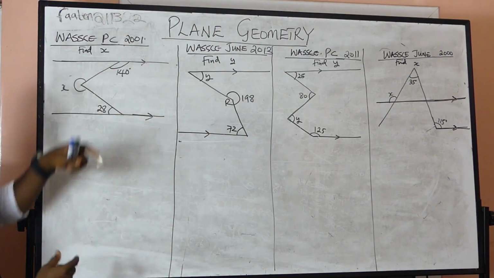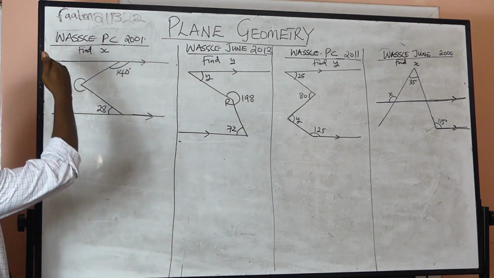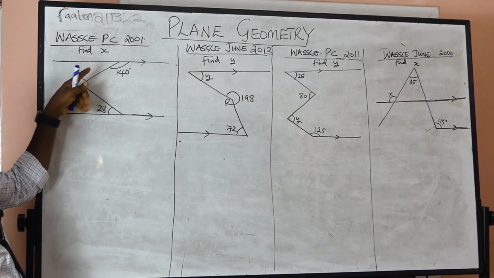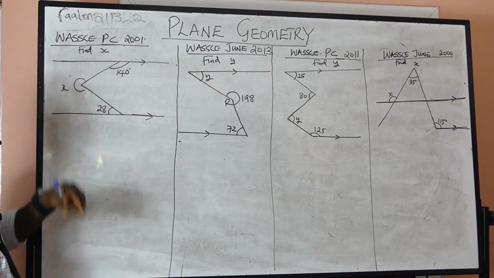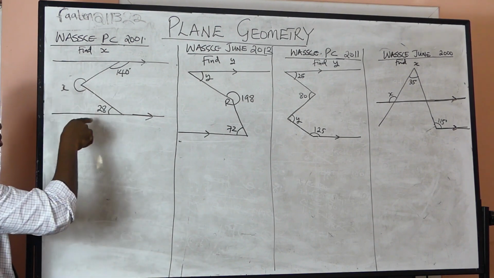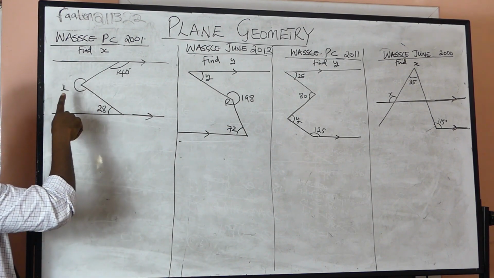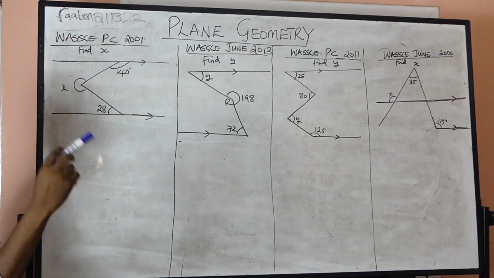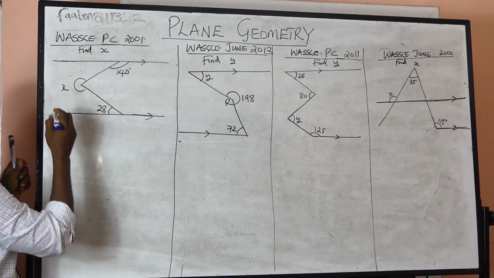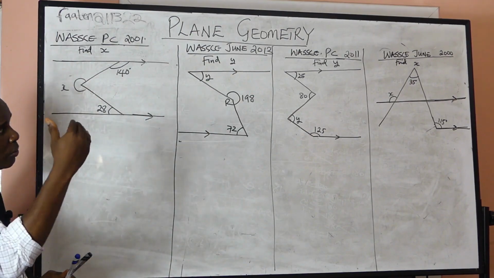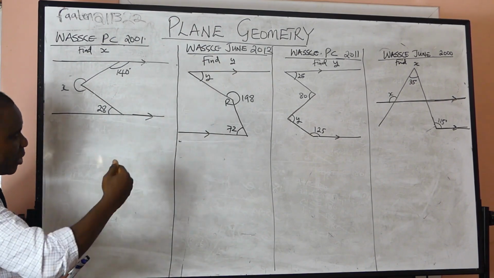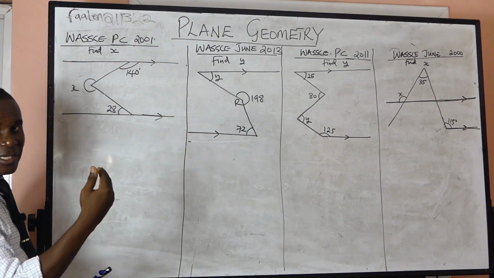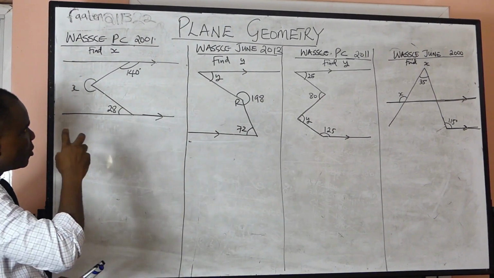First, we want to look at PC 2001. It says find X in this. First of all, you've seen that the angles are formed between these parallel lines. I told you that when you see an M shape or W shape, there's always a hidden line there which you have to create for yourself. So I'll be using this other color. Don't be scared to insert your own angles, but you have to define those letters, those angles you are inserting.